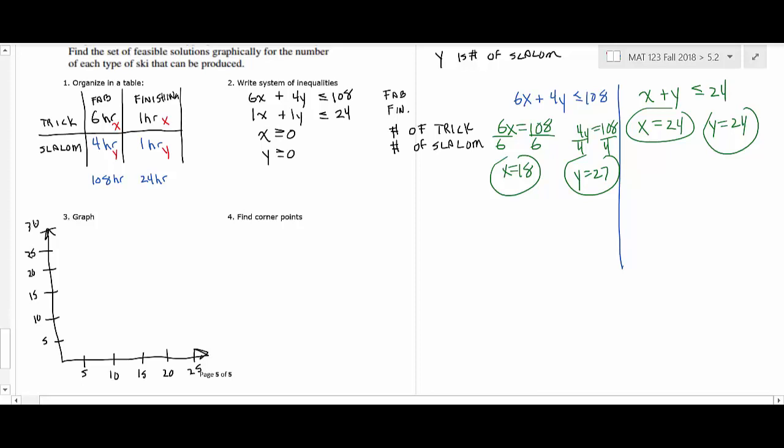Okay. Now what I'm going to do is I'm going to do these two lines. So the first one I'm going to do in red. I'm going to do just a solid line on this one. So the first one has an X-intercept of 18. So you get that. It has a Y-intercept of 27. Just kind of estimate it. And then draw the line like that. Okay? All right. So we got that.